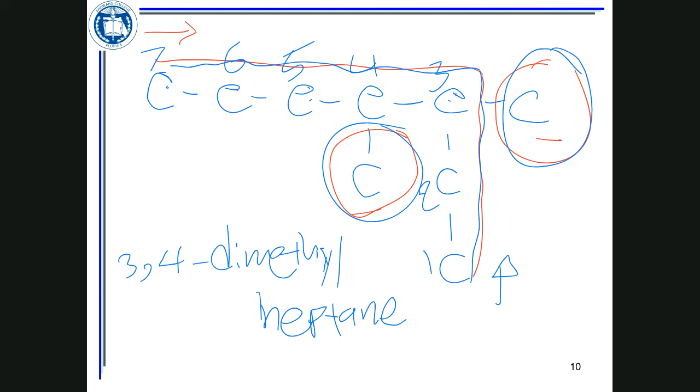Ethyl group, sure. Why not propane instead of heptane? Because we have 7 carbons, so for 7 carbons we must have hept. Hept determines the size of the main carbon chain. Our main carbon chain has 7 carbons, so it must be hept. Hept shows how many carbons you have in the main carbon chain. Okay, one more.